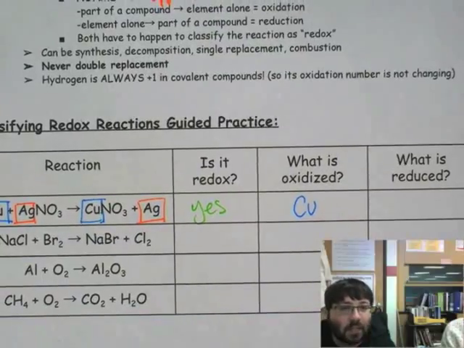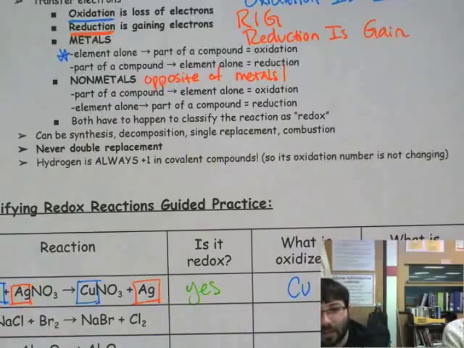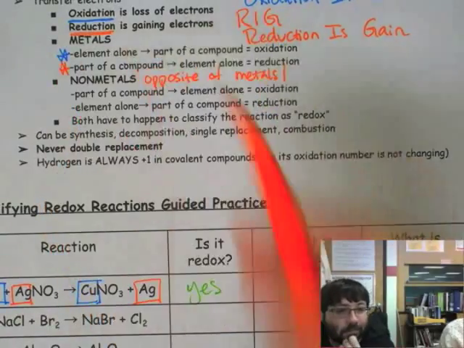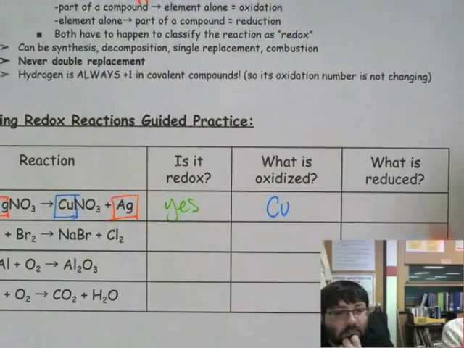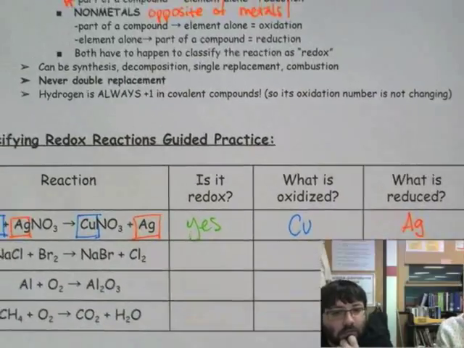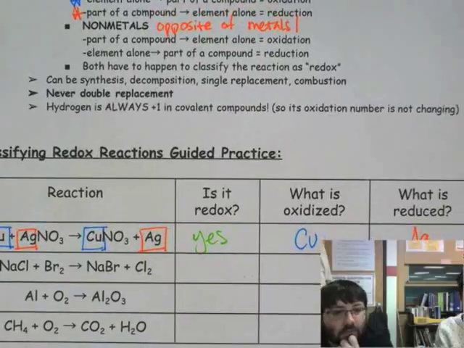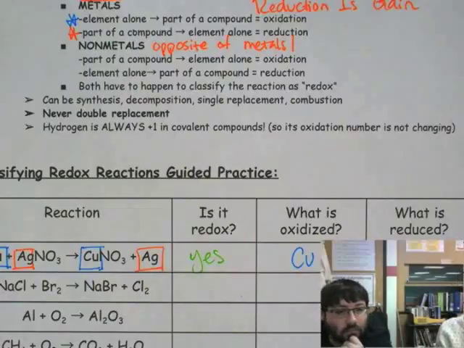Well, again, at the top, you told me that when it's part of a compound and then it becomes alone, that's reduced. So the silver in this case is being reduced. They're both metals, and they both have something going on with them. One's by itself and then part of a compound, the other's part of a compound and then by itself. So we have oxidation and reduction both going on right here. Let's take a look at the next example.